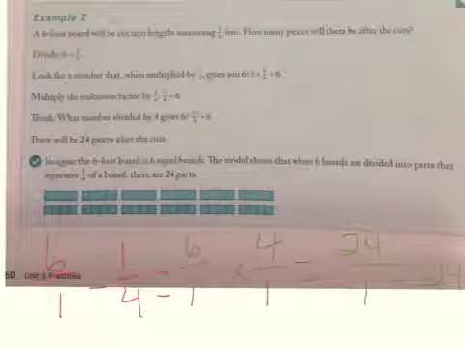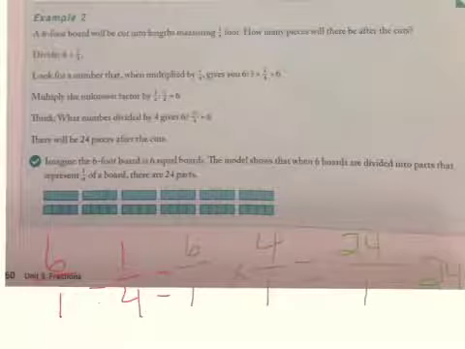So there are 24 pieces after the cuts. Then it wants you to check your answer. Imagine the 6-foot board is 6 equal boards. The model shows that when 6 boards are divided into parts that represent 1/4 of the board, there are 24 parts.